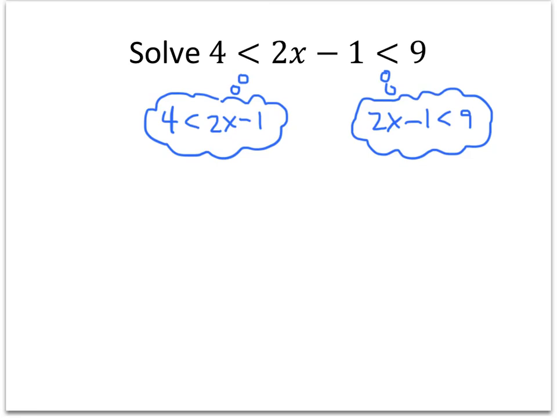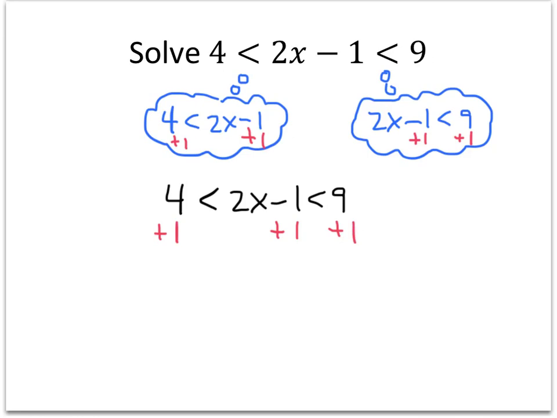What would we do to solve those inequalities? Well, in both cases, our first step would be to add 1 to both sides. We'd add 1 to 2x minus 1, and add 1 to 4, and we'd add 1 to 2x minus 1, and we'd add 1 to 9. So what we can do is take this compound inequality, 4 less than 2x minus 1 less than 9, and simply add 1 to all three pieces. Add 1 to 4, add 1 to the 2x minus 1, and add 1 to 9. In a way, what we're doing is solving both of these inequalities simultaneously. 4 plus 1 is 5, minus 1 and 1 cancel, so we get 2x in the middle, and 9 plus 1 is 10.